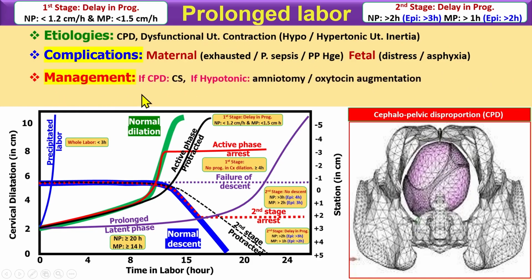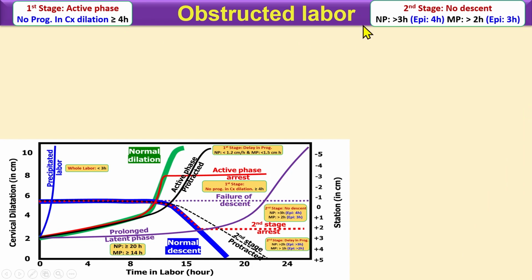What about management? As you mentioned in CPD, cesarean section. If hypotonic, amniotomy or oxytocin augmentation, which increases the contraction, so this makes the labor faster. In case of hypertonic, you should stop the oxytocin and give IV fluid or epidural anesthesia. This normalizes the labor progress. Now look at obstructed labor.